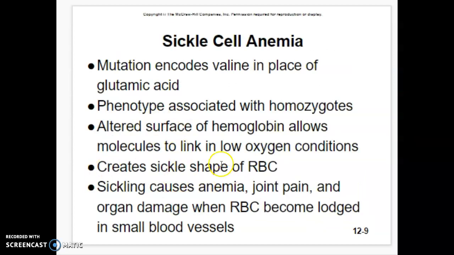So with the homozygotes, they will get the sickle cell anemia disease, which can cause lots of problems for that person. And generally, when they get in low oxygen conditions, they will definitely have issues. You see more of these sickle cells come about. And this sickling will cause anemia, joint pain, and organ damage. In fact, most people die of kidney damage as these red blood cells get in the vessels and cause those vessels to burst.